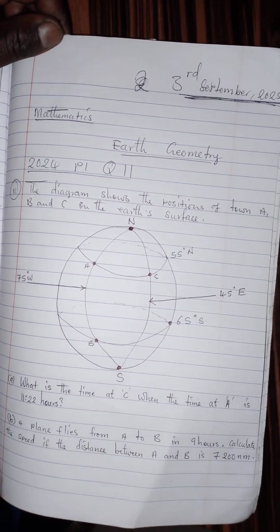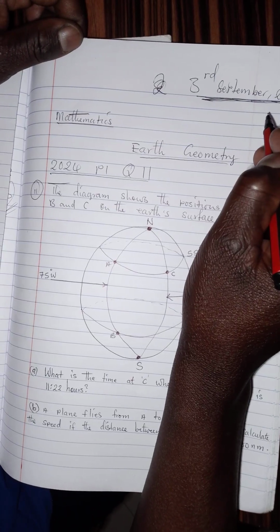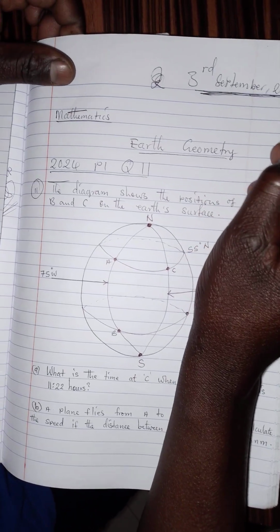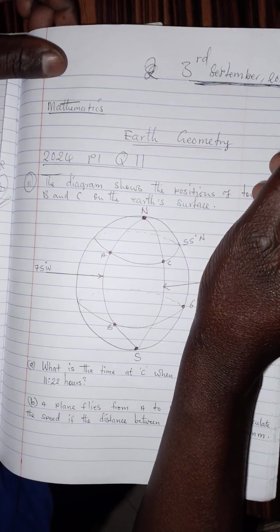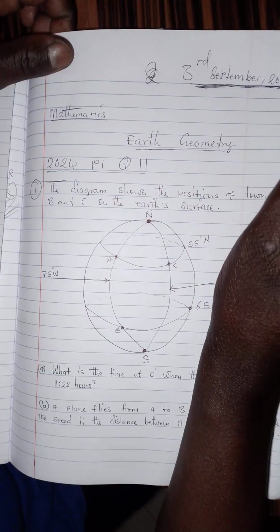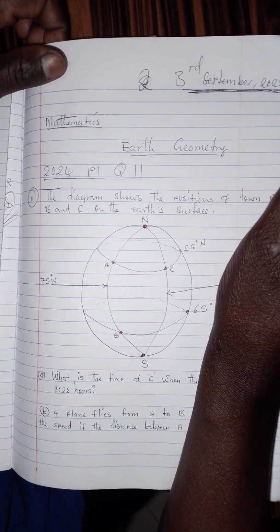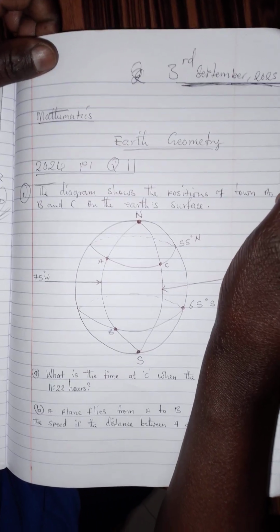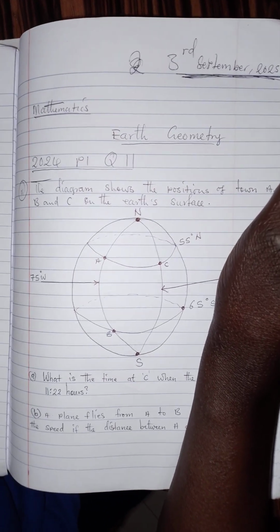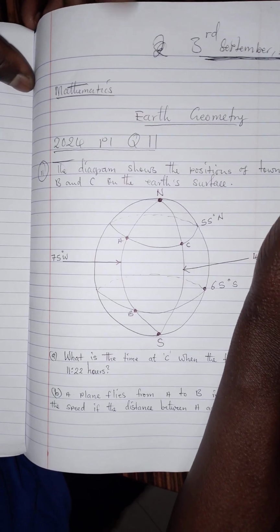Okay, today is 3rd September 2025, which is a Wednesday. We are going to learn mathematics under the topic earth geometry, under a question which was brought in 2024 last year, paper 1, question 11. This question is a must, it always comes in paper 1, question 11.